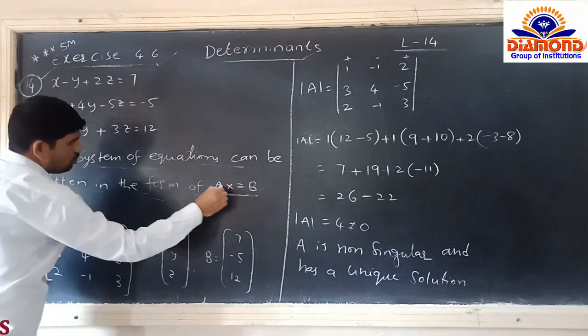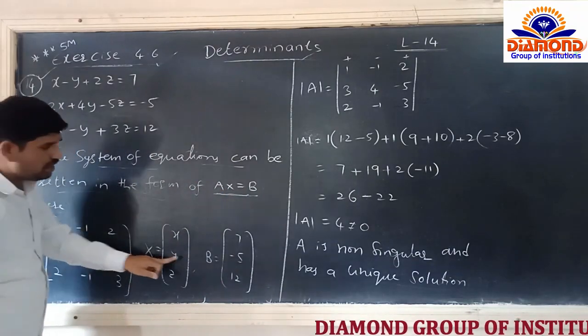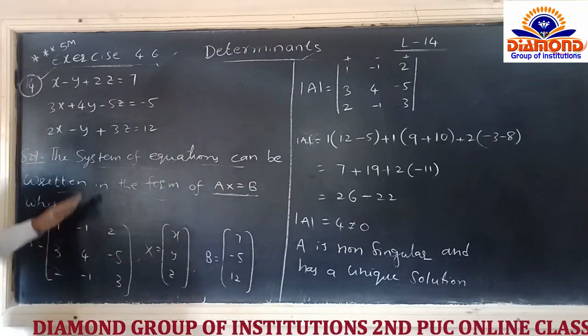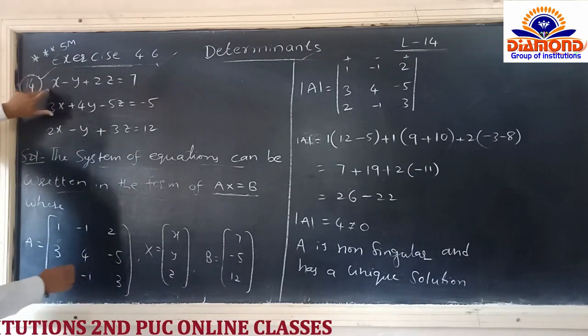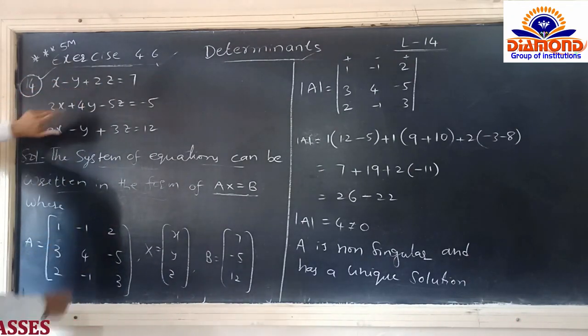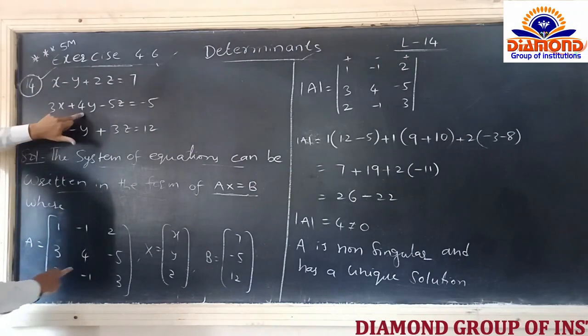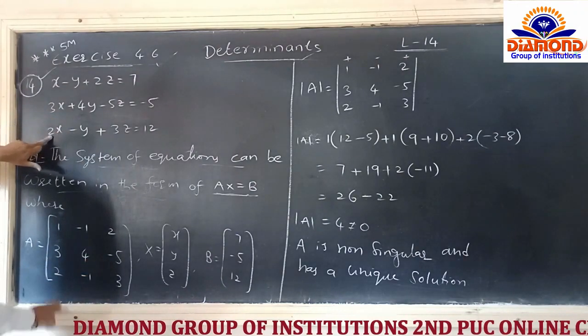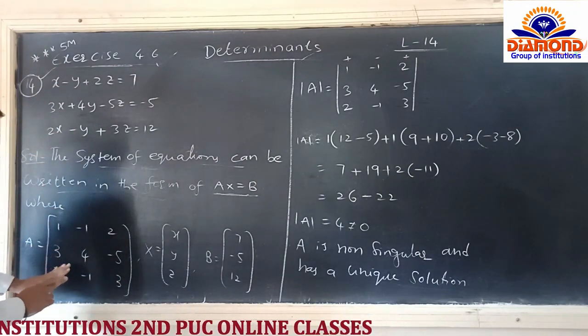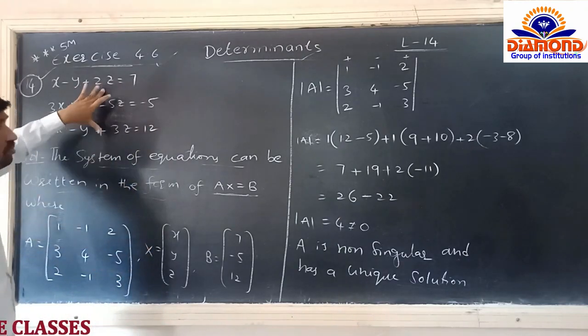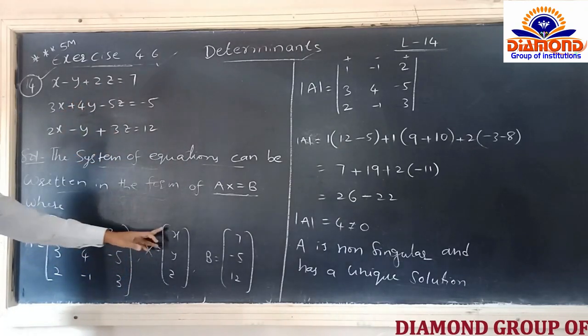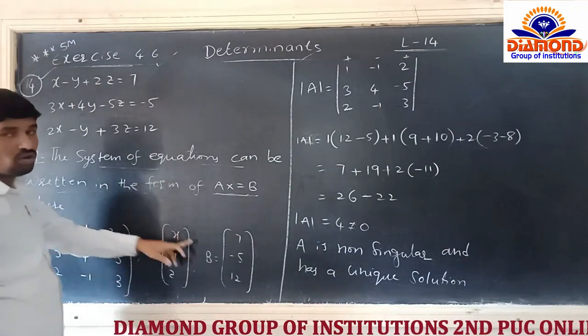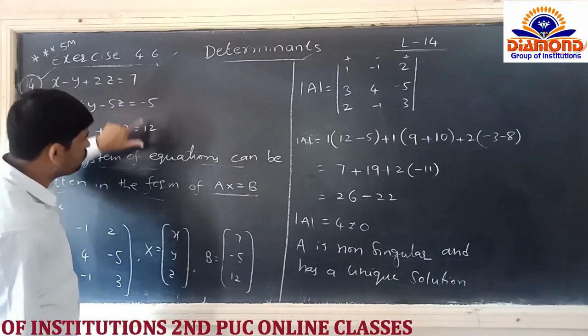So we are writing AX is equal to B, the A matrix is here, and the X matrix, B matrix. How to write the A matrix? From this one we write 1, minus 1, 2. Again this is 3, 4, minus 5. Next one is 2, minus 1, 3. Completed the A matrix. X is nothing but the variables, how many variables are there? There are 3 variables, X, Y, Z. And the constant matrix is 7, minus 5, 12.